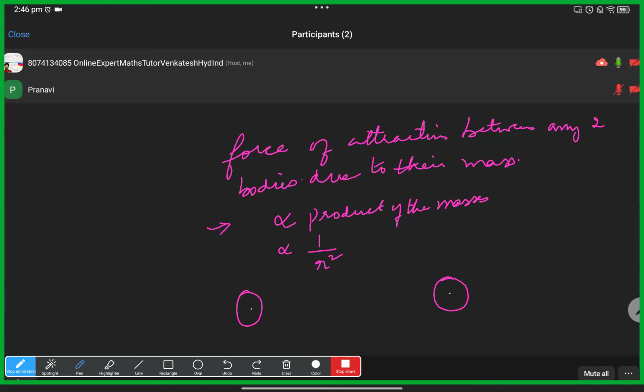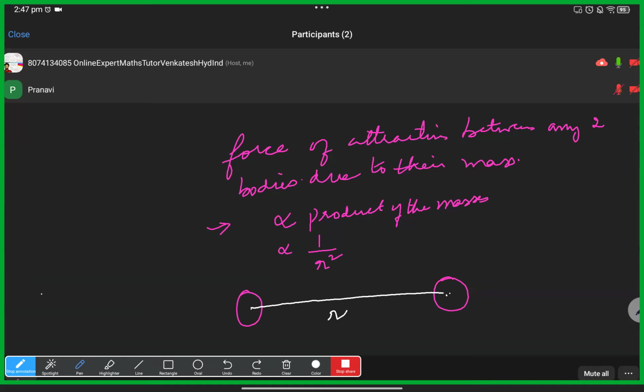In this particular chapter, the distance between the two bodies is measured from center to center. Every body has one point called the center of mass. So for every mass there will be a center, and from that center to the other center, they'll measure it. That is the distance between the two bodies.